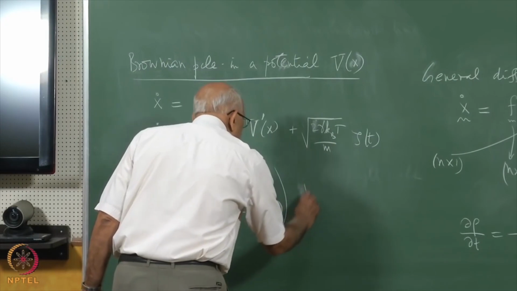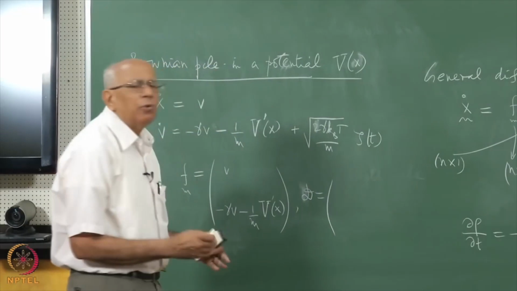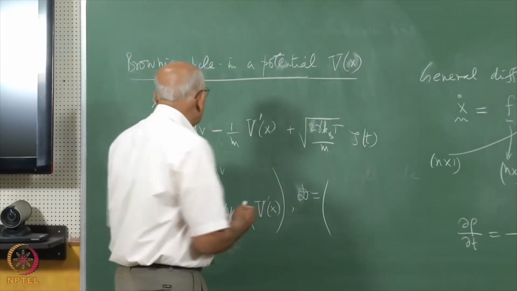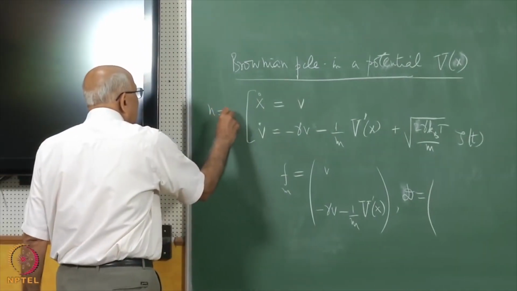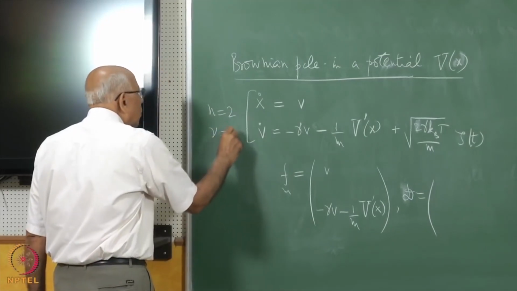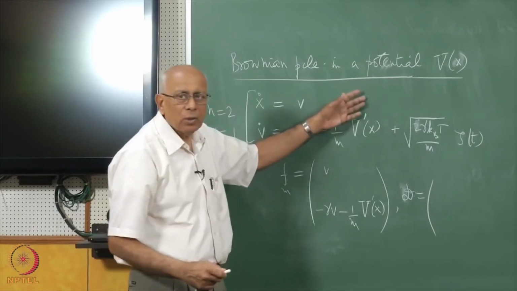And what is D? The matrix D is the same as before, because you can see that this thing here is acting, oh, in this problem what is n equal to? 2, of course, and what is nu equal to? 1, that is trivially true. Only one of these equations has noise, the other one does not.